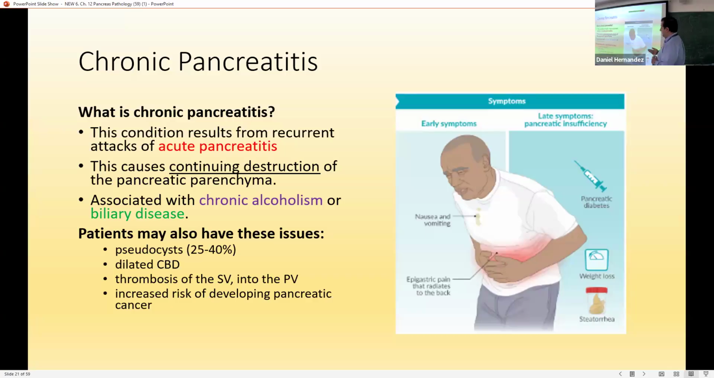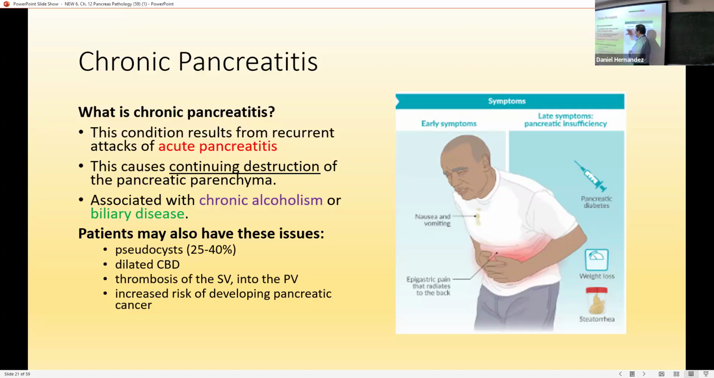A large percentage of patients who suffer from acute pancreatitis will develop pseudocysts. They'll typically have dilated CBDs. You can also worry about thrombosis of the splenic vein to the portal vein. There's increased risk for development of pancreatic cancer as well.